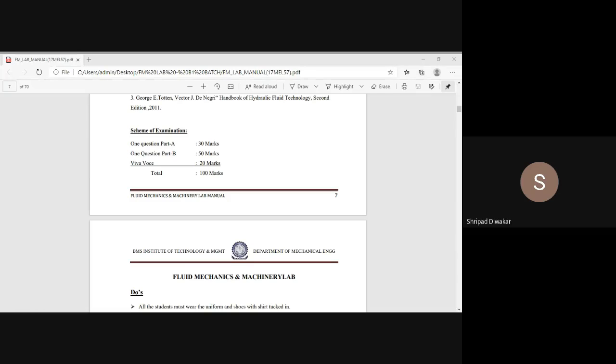Totally 100 marks. One is the individual experiment carrying 30 marks, the group experiment carrying 50 marks, and Viva carrying 20 marks. This is a total of 100 marks, and they are going to reduce this 100 marks to 60 marks for your final exam, and 40 marks for your internal assessment. So totally you will have 100 marks for this lab.